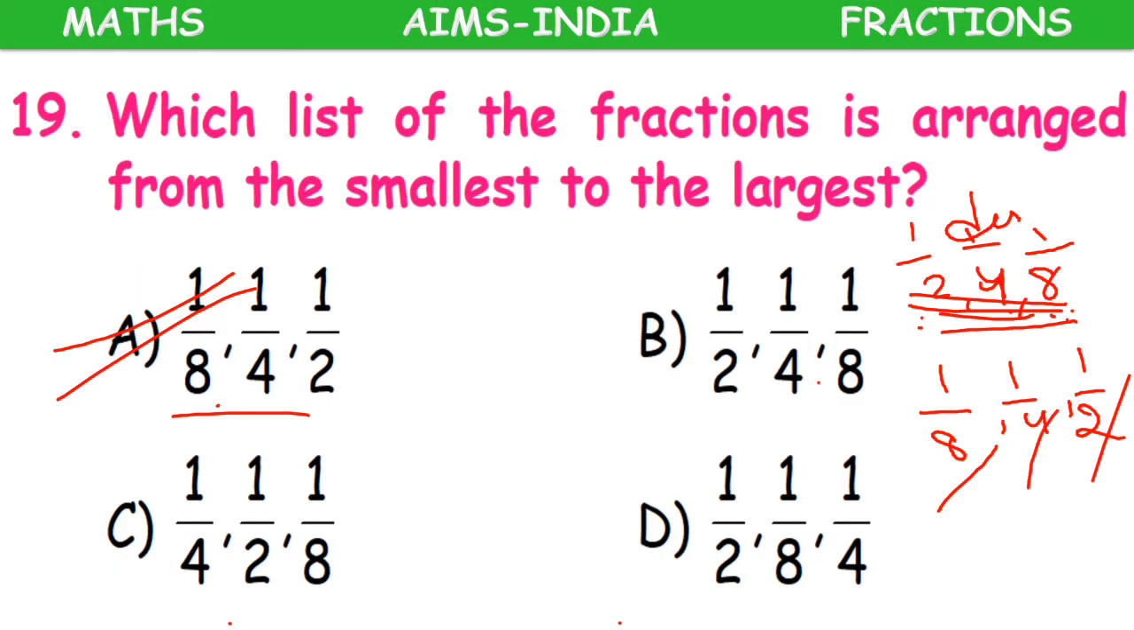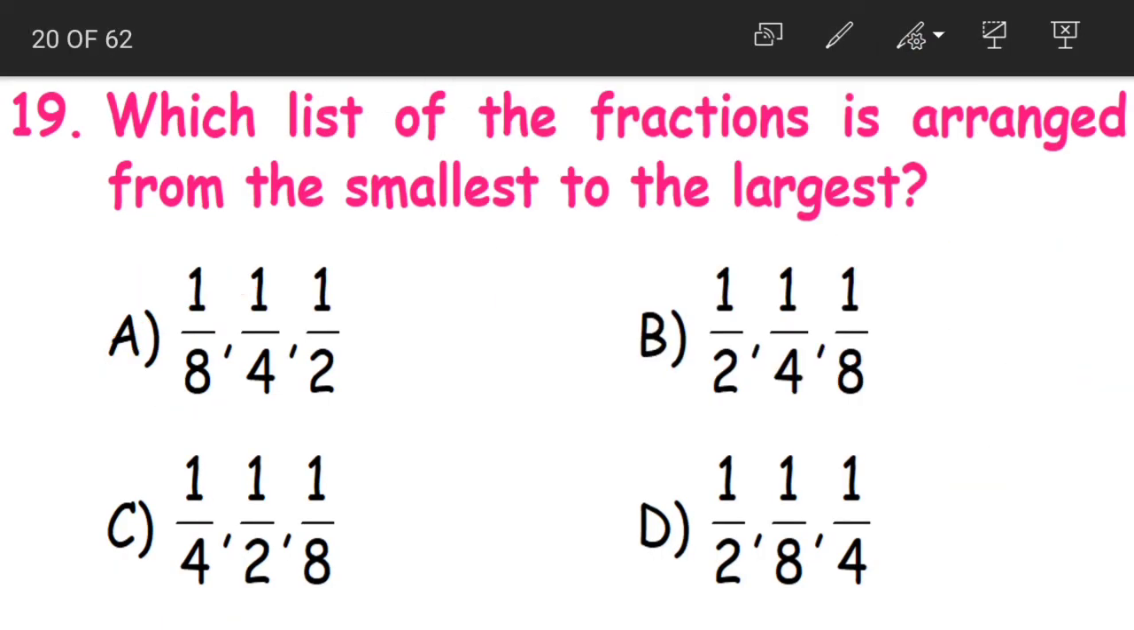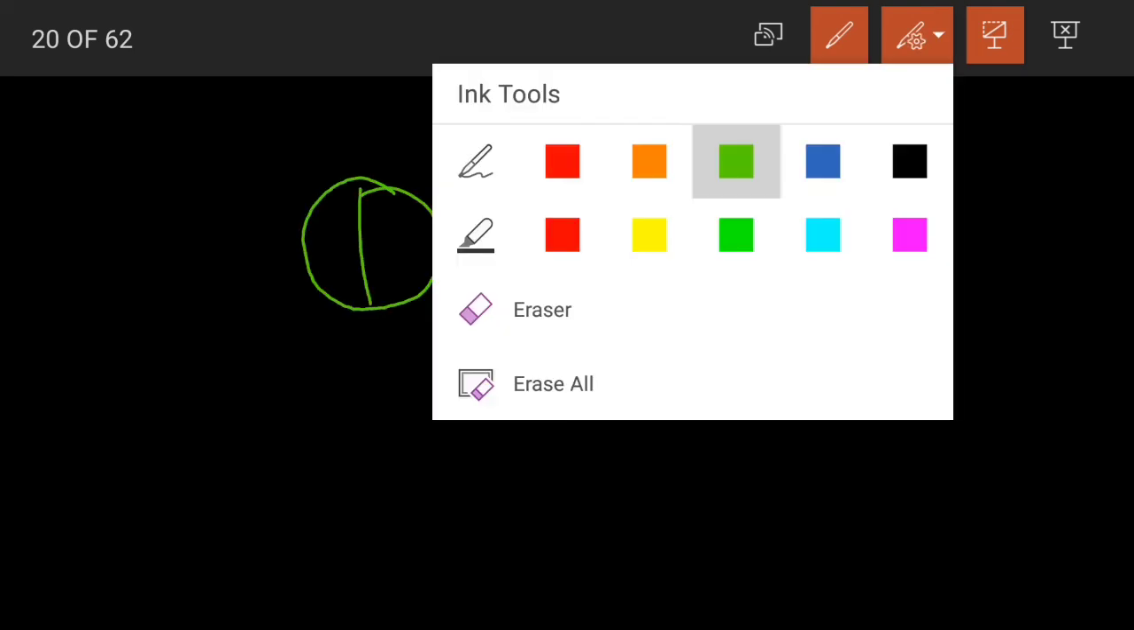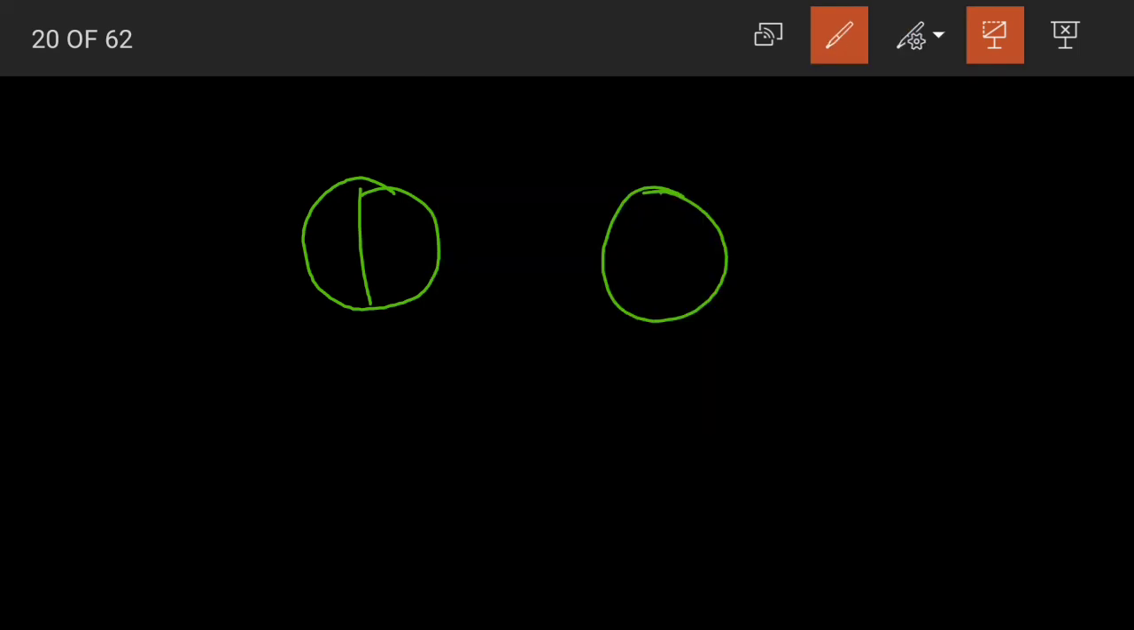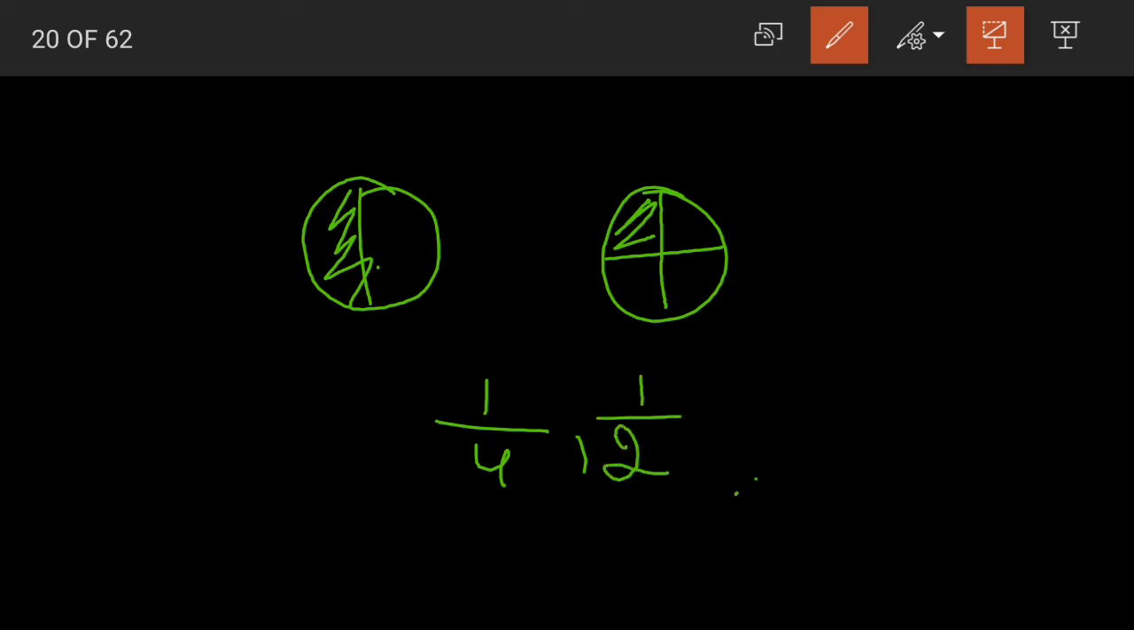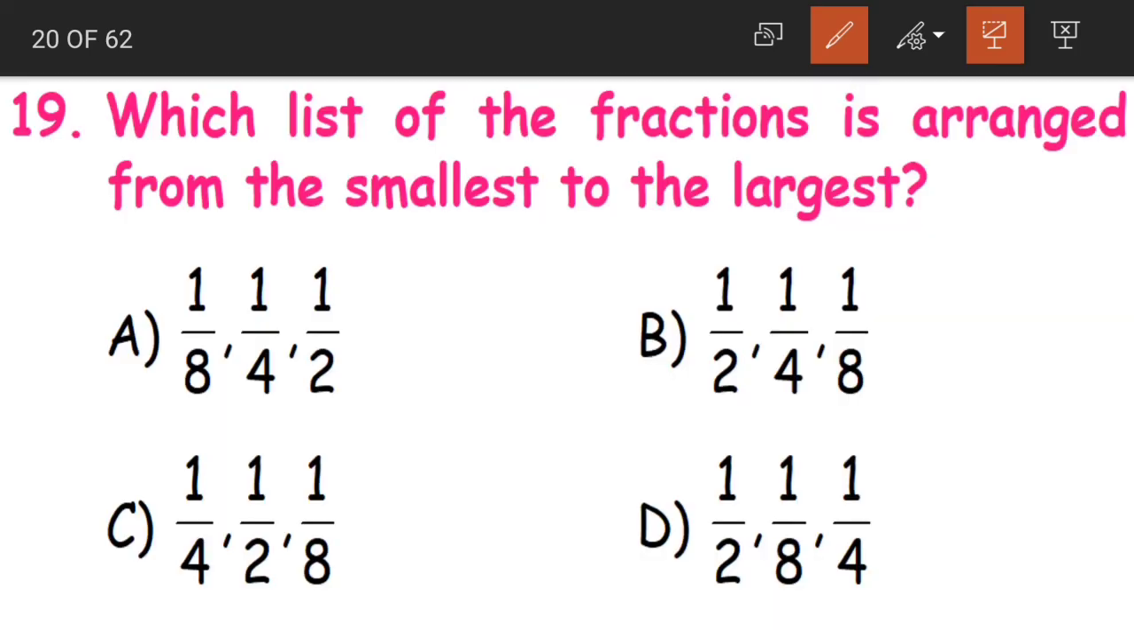So again if you get confused between this, just draw a figure like I said. Okay, compare 1 by 2 and, this line should be drawn in the middle. Yes, compare 1 by 2 and 1 by 4. Which is the smaller one? First we have 1 by 4, then we get 1 by 2. Yes or no? So you can draw the figure like this and understand for yourself which will be the smaller fraction and which will be the greater fraction.